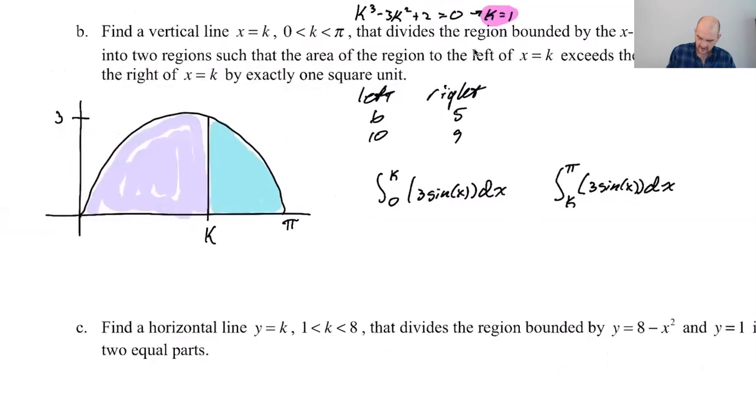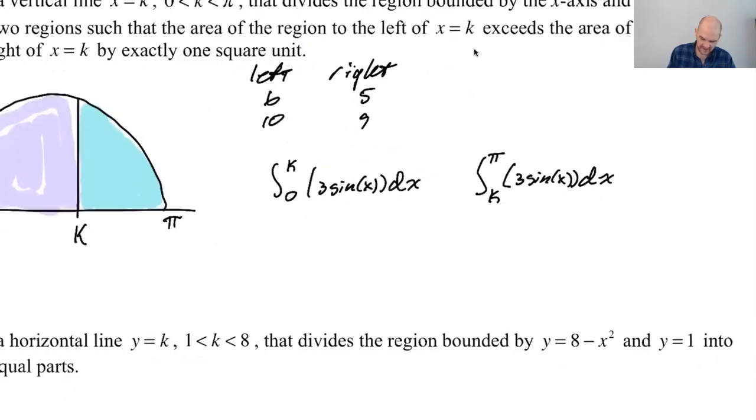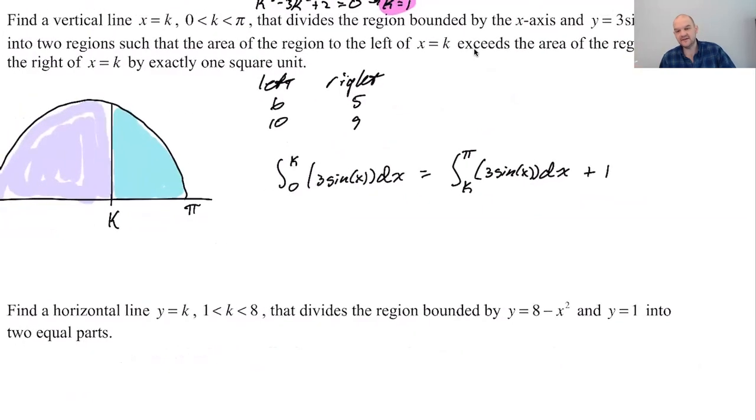If you look at all of these, I need to subtract 1 from the left to make it equal the right, or I need to add 1 to the right to make it equal the left. So what I'm going to choose, I'm going to add 1. So I'm going to say this is equal to this plus 1. If I add 1 to the area on the right, it's definitely going to equal the area on the left. So that's what we want to do.